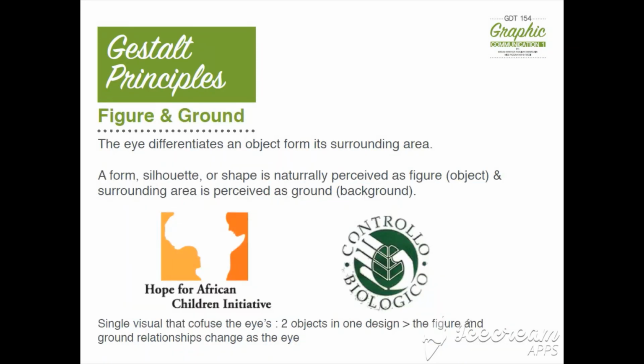This is interesting. Figure and ground. I love this one. So figure and ground, the eye differentiates an object's form from its surrounding area. A form, silhouette or shape is naturally perceived as figure, object, and surrounding area is perceived as a ground, background.